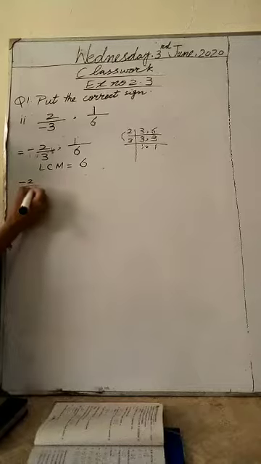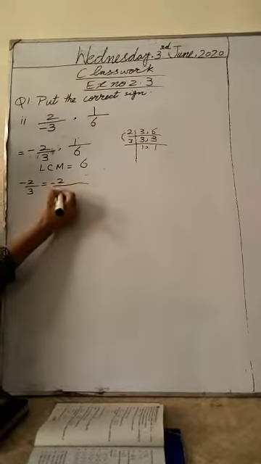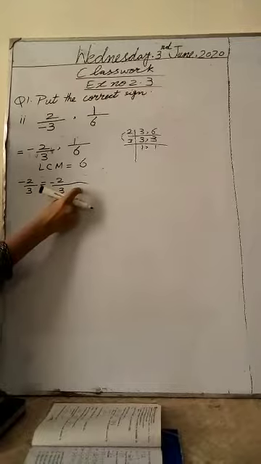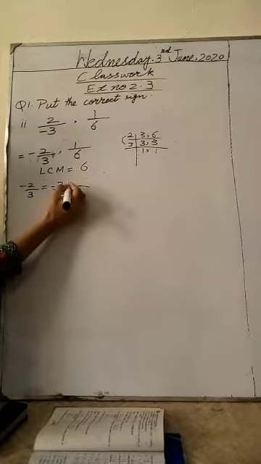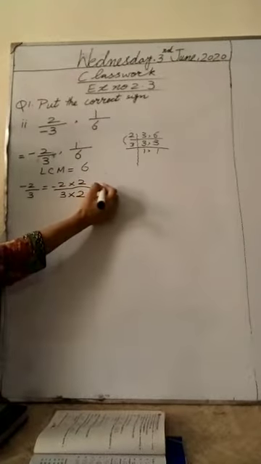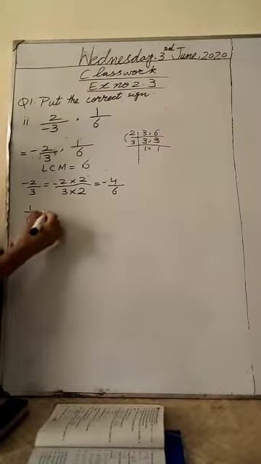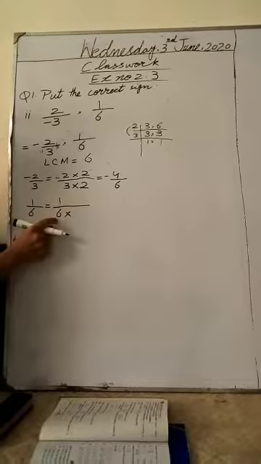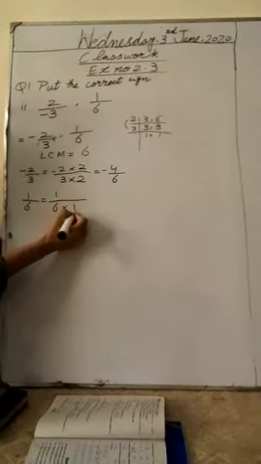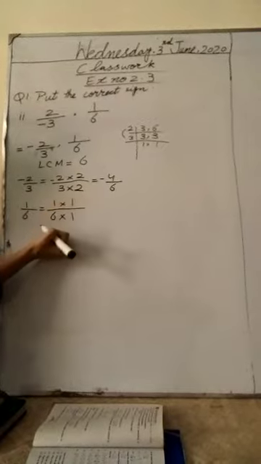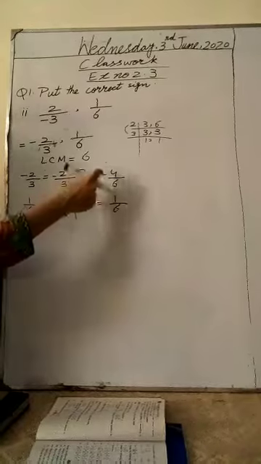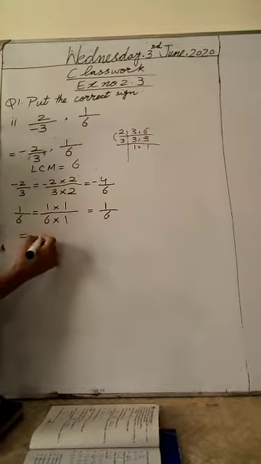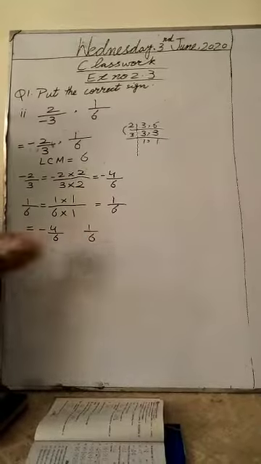Take your first value. 3 times which number will become 6? 3 times 2 is 6. Multiply in the numerator. Now minus 4 over 6. Take your second value. 6 times what is 6? 1. You need to multiply in the numerator also. 1 times 1 is 1. 6 ones are 6. Now write your original values with the equality sign and 1 over 6.